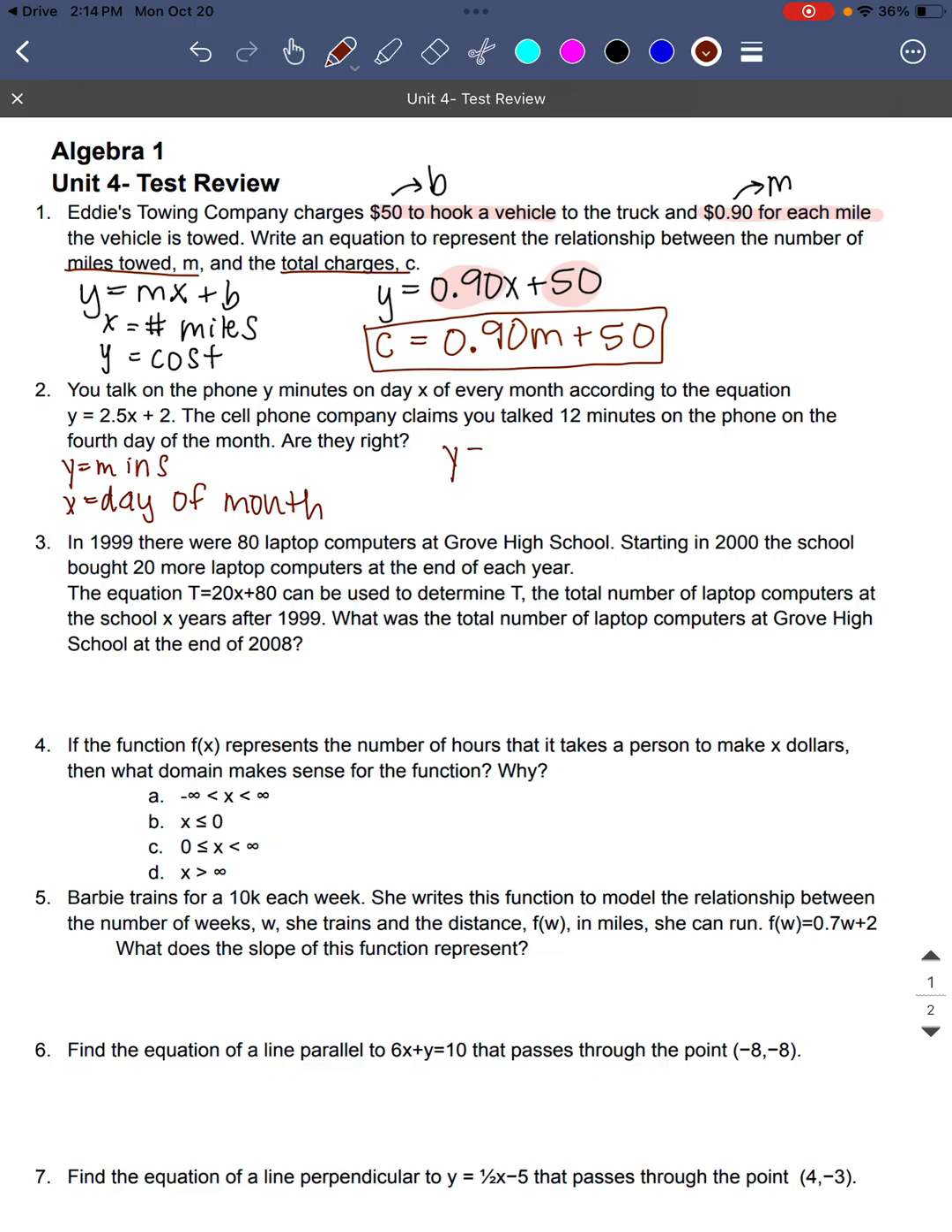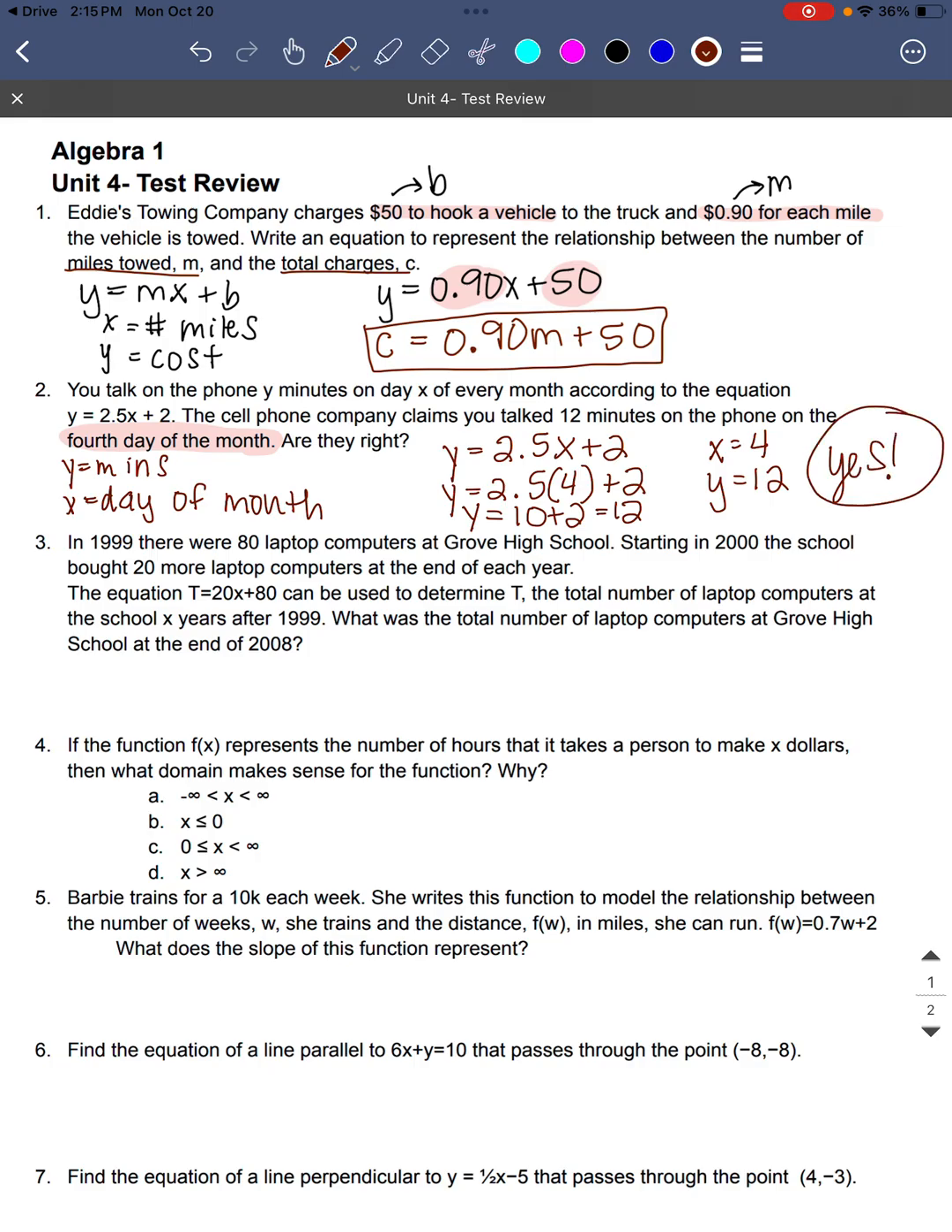So I'm going to write y equals 2.5x plus 2. Now, I know that they're talking about the 4th day of the month. So that's actually what I'm going to use. I'm just going to plug in 4 for x and see if it gives me 12 for y. So we're going to say y equals 2.5, the 4th day of the month, plus 2. Now when I plug that into Desmos, I get that y is equal to 10 plus 2, which is 12. So what this is saying is that when x is 4 on the 4th day of the month, y is 12 minutes. So yes, they are right. On the 4th day of the month, if we plug it into our equation, we get 12.